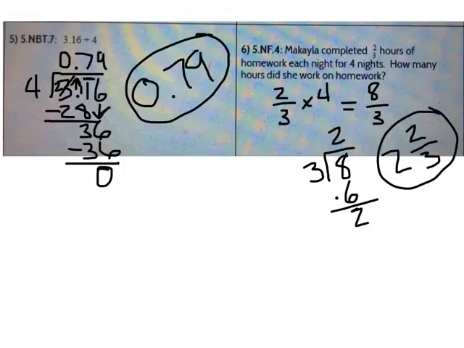What's 2/3 times 4 written as an improper fraction? It's 8/3. Now I can change it into a mixed number. When I change 8/3 into a mixed number, what's the result? 8/3 written as a mixed number is 2 2/3.